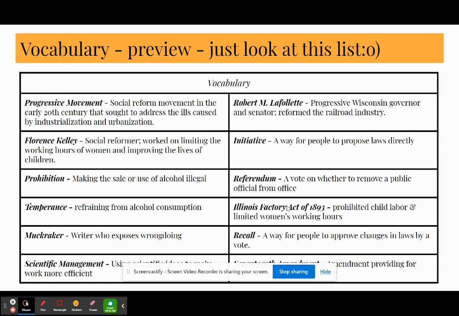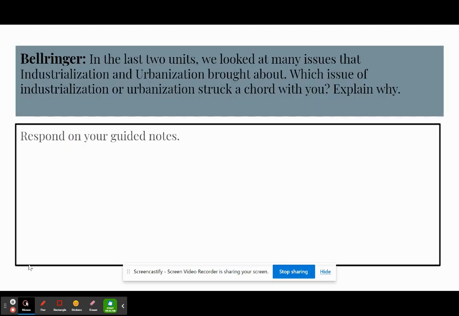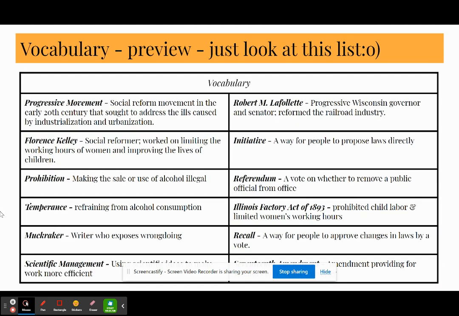And then back up here is the Illinois Factory Act. And this goes with Florence Kelley over here. And Florence Kelley helped to get this law passed, which prohibited child labor and limited women's working hours. If you need to go ahead and pause to continue to look at this, go ahead and do that now.